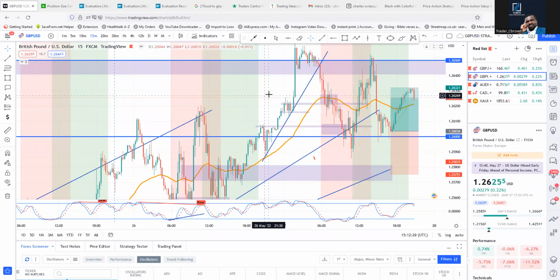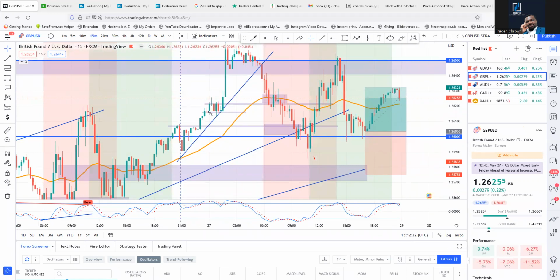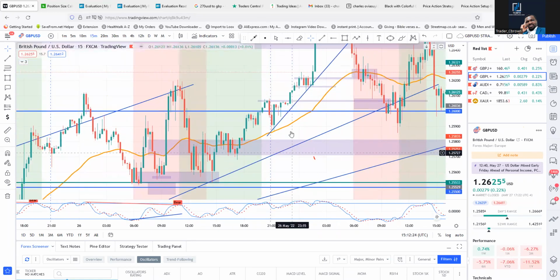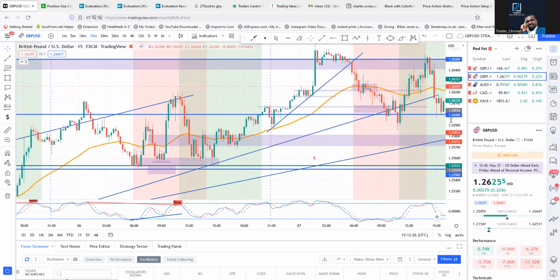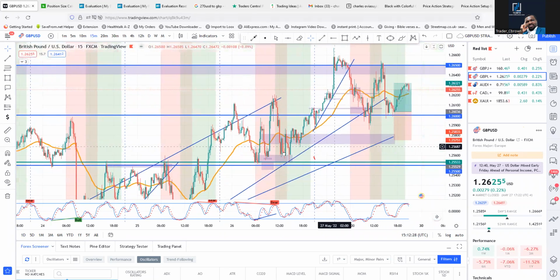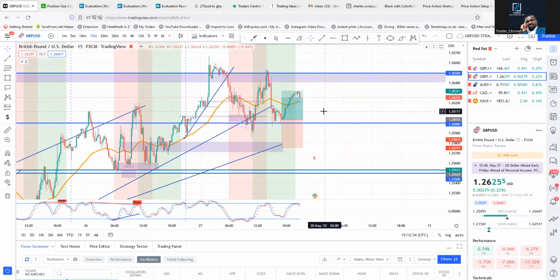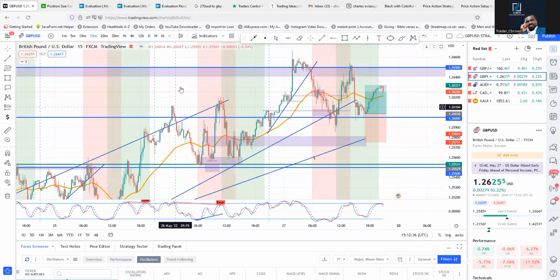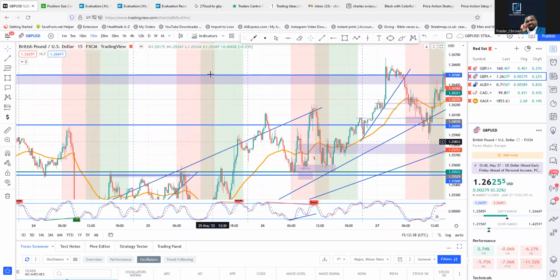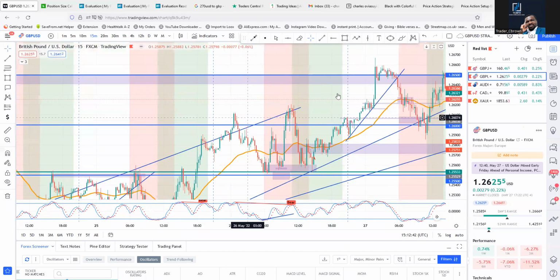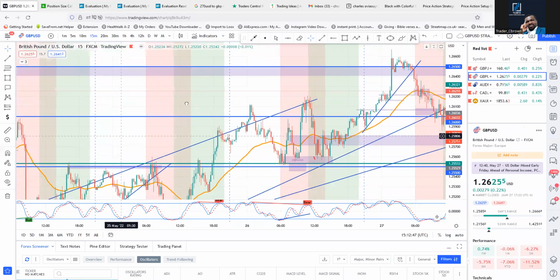Let's go. Now, this is the weekly analysis of the trading week we just had. The reason I have these lines here, this red and green bar, is to demarcate the sections. These are the trading sections, London and New York sessions. With that, we'll be able to understand what is going on in the market.